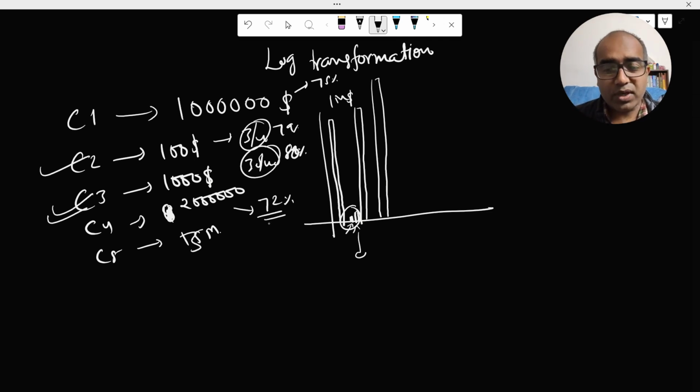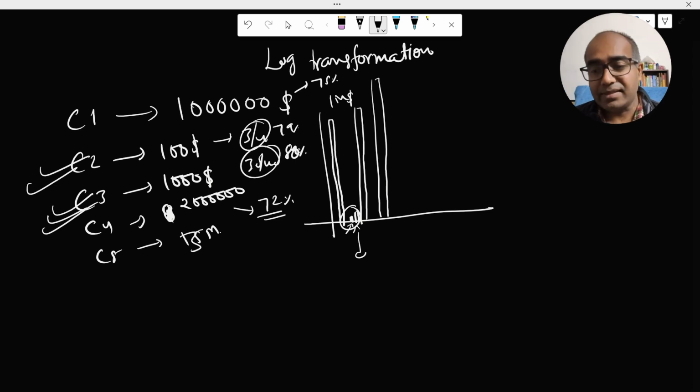Do you think that if you are analyzing this trend, the data of C2 and C3 is not important? It is important. You can very well understand that this is also important. Then what do you have to do now?